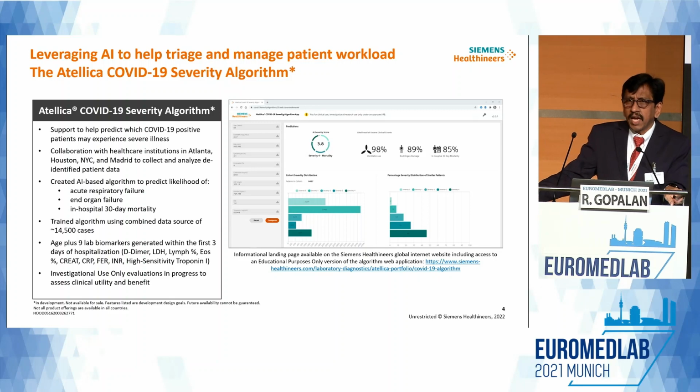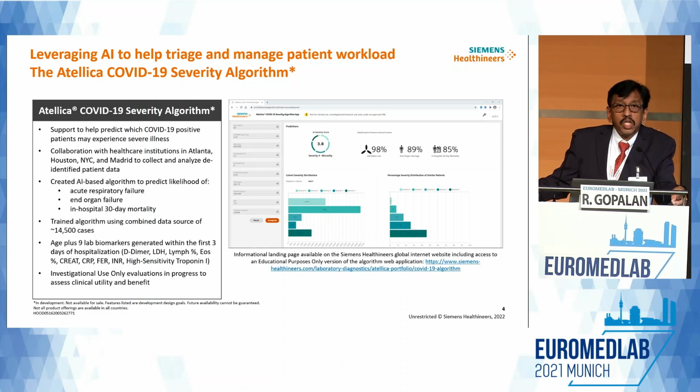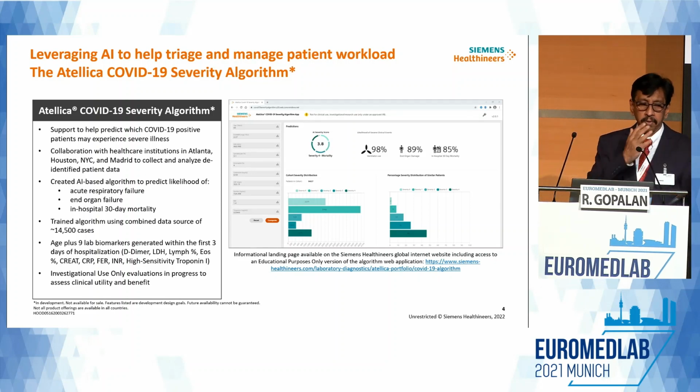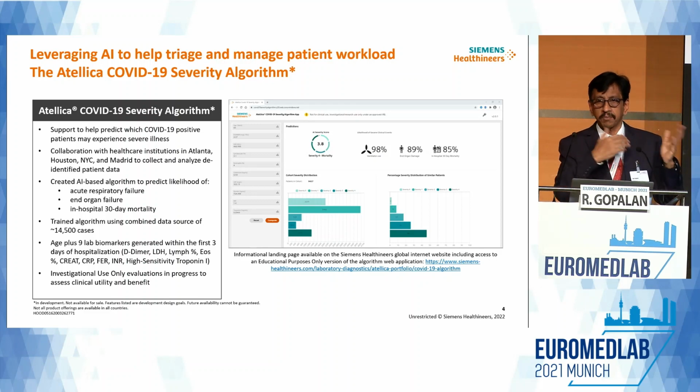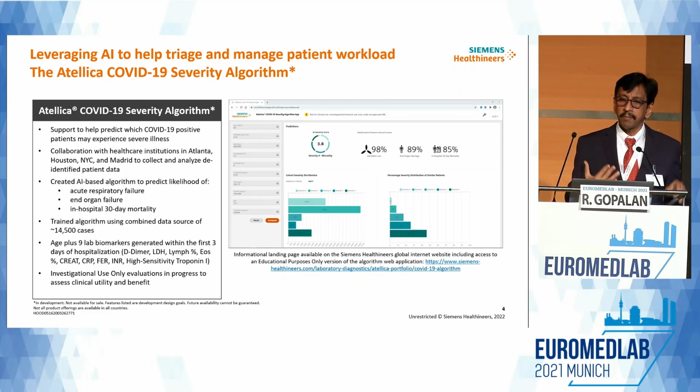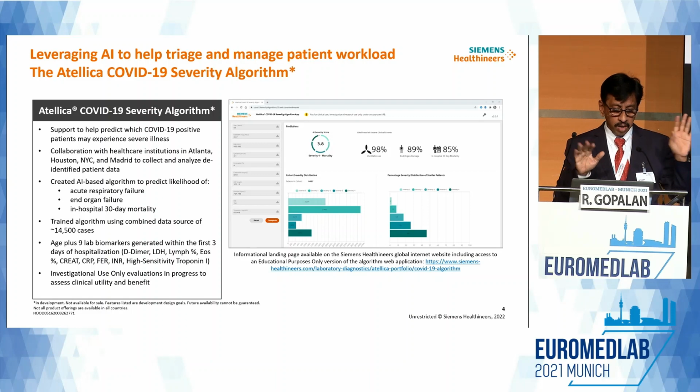We collected over 60 different parameters, including comorbidities and vitals, and trained a machine learning algorithm, using supervised learning, to predict what the risk is going to be for a COVID patient. When an RT-PCR positive patient comes to the hospital, you can run the algorithm based on the parameters. So I'm going to talk about the parameters.